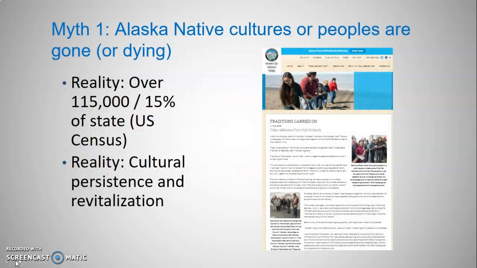As far as myth number 1, Alaska Native cultures or peoples are gone or dying, the reality is this is just not the case, factually speaking. There are over 115,000 people that on some of the most recent census data identified as Alaska Native, and that's 15% of the state's population, right? That's a huge percentage of the state's population. And I think most people would recognize that if they've lived in Alaska for a while. They've met Alaska Native people, or maybe you are an Alaska Native person, right?